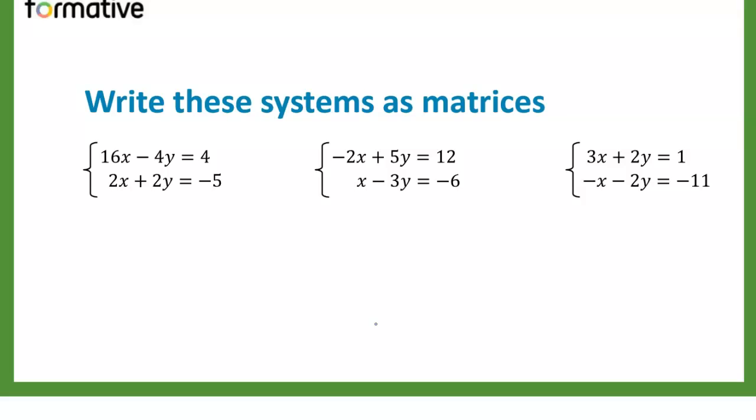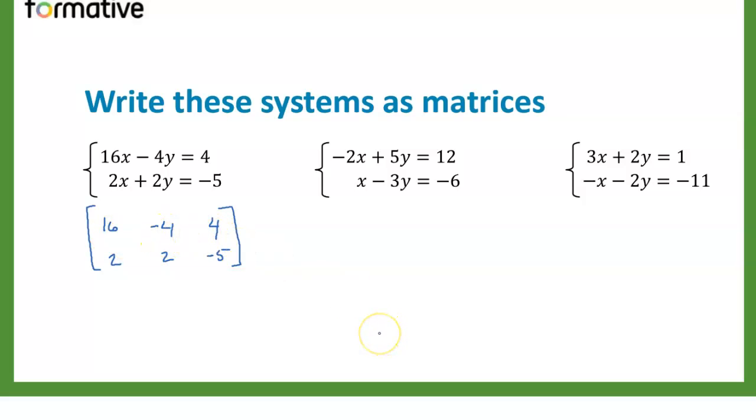So this is the first page on your assignment. And we're going to go through these together. Write these systems as matrices. Now this is one of the easiest pages you're ever going to do in homework in this class, because we're just going to take these numbers and put them in a matrix. Are you ready? So I see a number there, 16, then negative 4, then 4. Similarly, 2, 2, and negative 5. We just pulled the numbers out. And we know that these represent the same thing. This is 16x minus 4y equals 4.